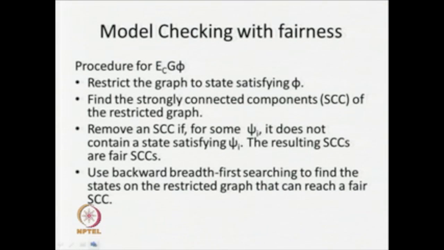Now, in the third step what will happen? Now, we are going to look for EC G phi. Here there exists a path with fairness constraint where G phi is true.